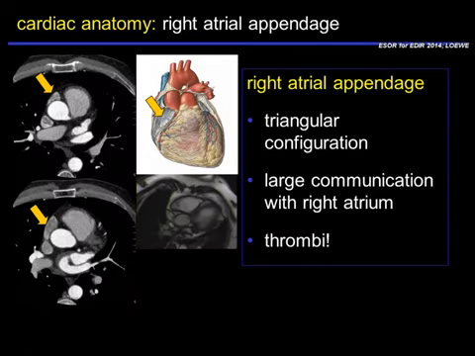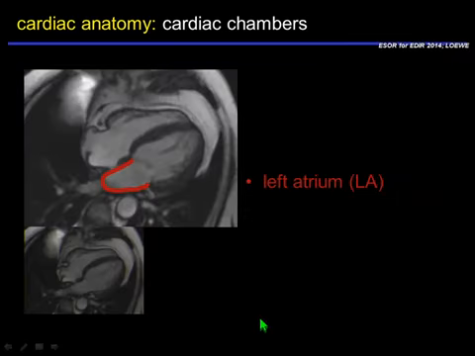and even this could be mistaken as a tumor or thrombi. We have as fourth very important anatomical feature in the right atrium, the right atrial appendage. Usually it has a triangular shape, and there is a large communication with the right atrium, which is a big difference to the left atrial appendage, since due to this large communication, thrombi are not that frequent in the right atrial appendage as compared to the left atrial appendage. However, thrombi can occur even in such an enlarged right atrial appendage.